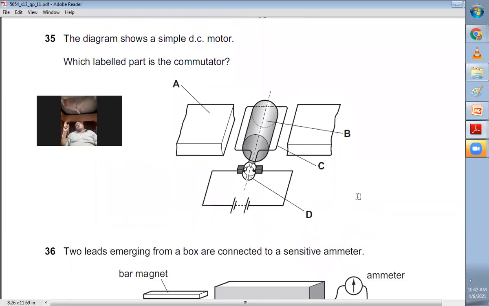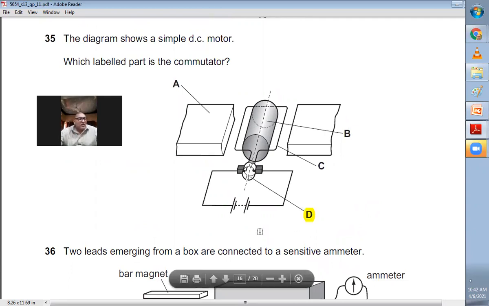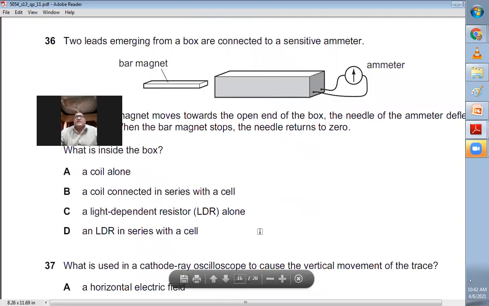The diagram shows a simple DC motor. Which labelled part is the commutator? This ring is called the split ring commutator. So D is the choice. Question number 35, D is the right choice.